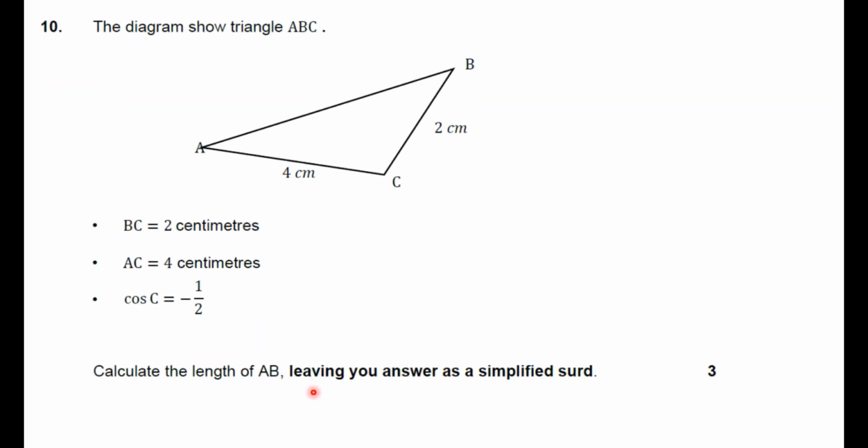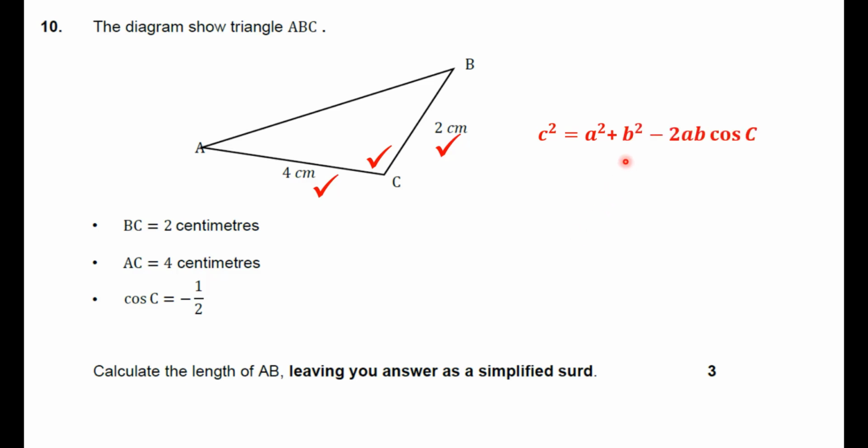Question 10. We want to calculate the length of AB. Now, we're also told BC and AC have these numbers, and we've got the cosine of this angle here is equal to negative a half. So what do we see? We see two sides and the angle between them, so we have to use the cosine rule.